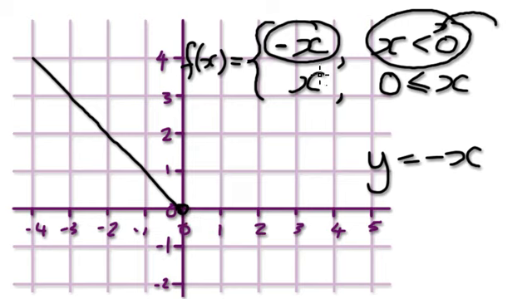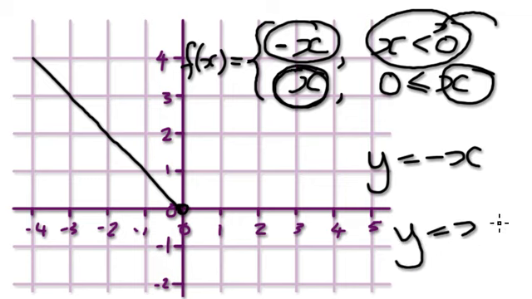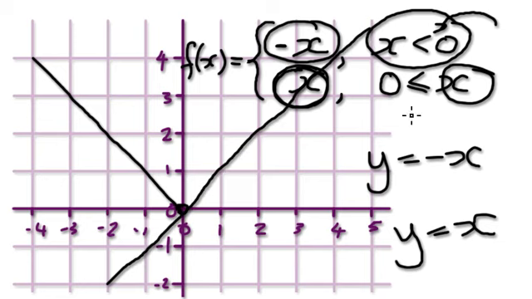Now for x greater than or equal to 0, it's going to be you sketching y equals x here. So just draw a line of y equals x. It will look like this. But the thing is, it's only valid for x being greater than or equal to 0. So we've got to get rid of anything lower than 0 here. And this here includes it.